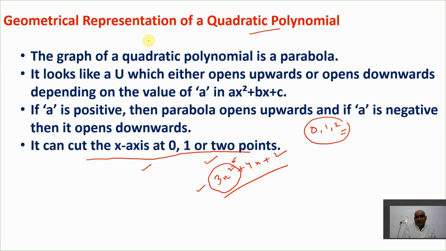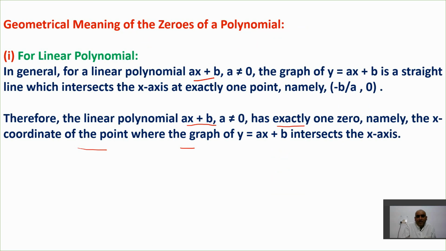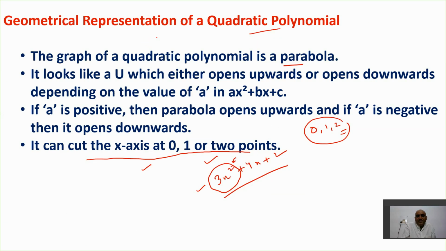And very important, the graphical representation of a quadratic polynomial is always a parabola. It is always a parabola. And what about the linear polynomial? Just now we said it, for a linear polynomial it is always a straight line. Always a straight line. I hope we get this point. So a linear polynomial will always become a straight line, whereas a quadratic polynomial will always become what? A parabola. So that's the point out here.